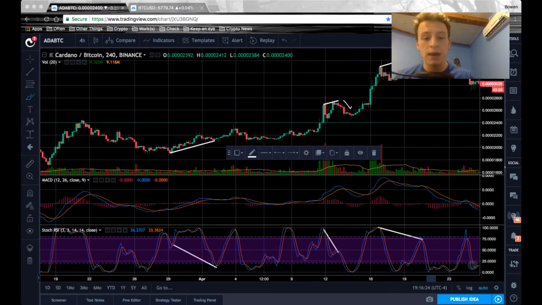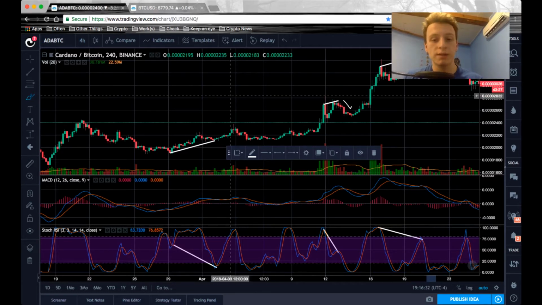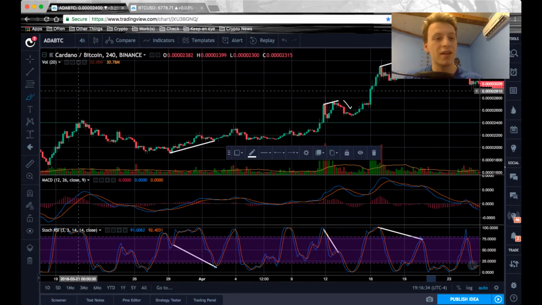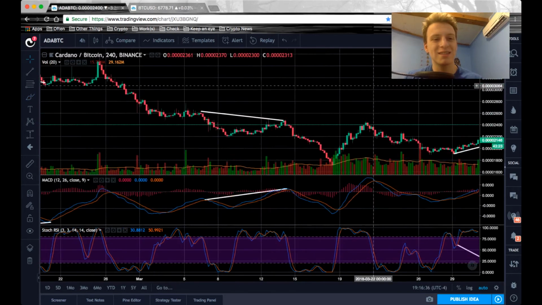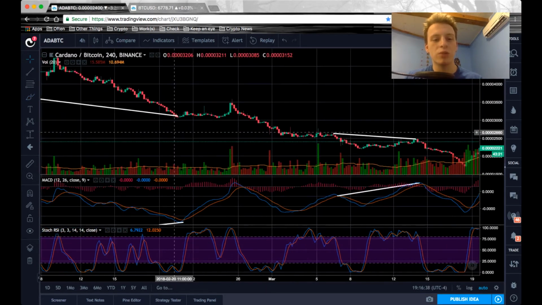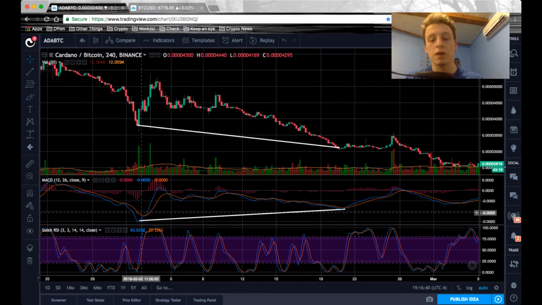The second type is simply lower lows in price and then higher lows in the oscillator, which is a trend reversal from down to up. So lower lows in price, we have to find that now. I already drew it on my graph here. There it is. Lower lows in price and higher lows in the oscillator.